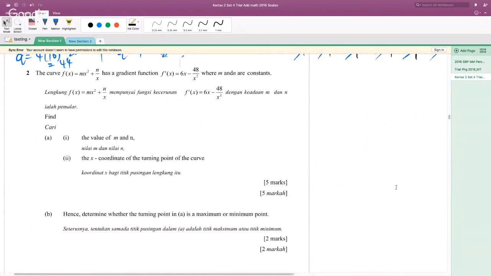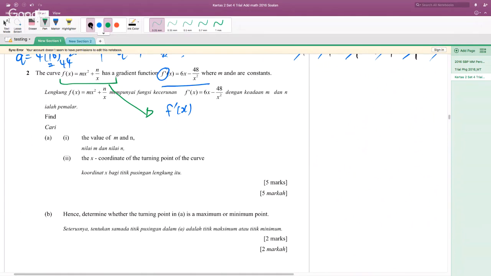All right, so the curve mx squared plus n over x has the gradient of this one. So this one basically is a gradient. You can see a dot here. If you see a dot here, it means the gradient, meaning differentiate one time. Okay, so find the values of m and n. So I guess it's just differentiate and then do some comparison. So I will just differentiate the f(x), that means I will just differentiate this one right at the bottom here.